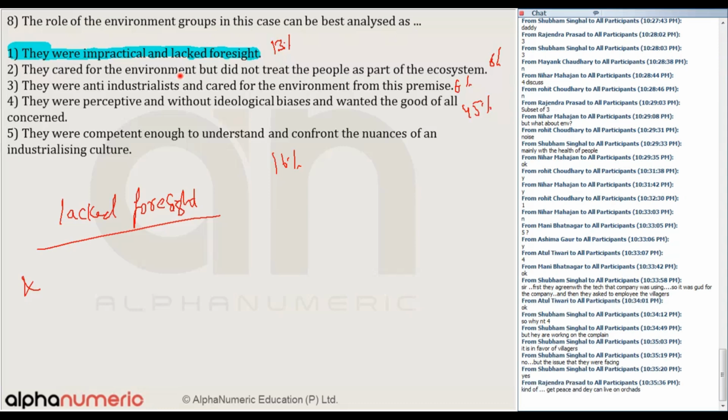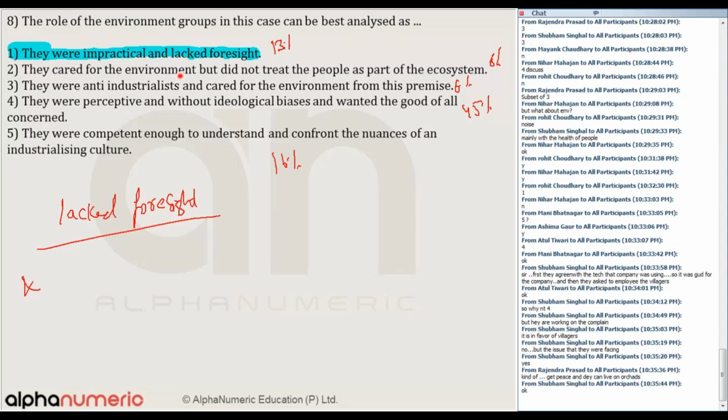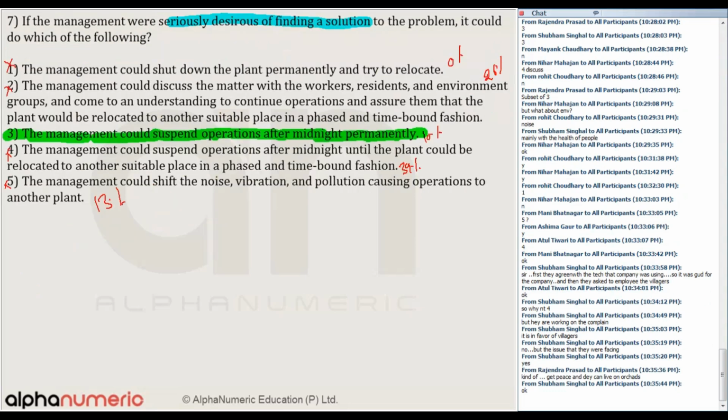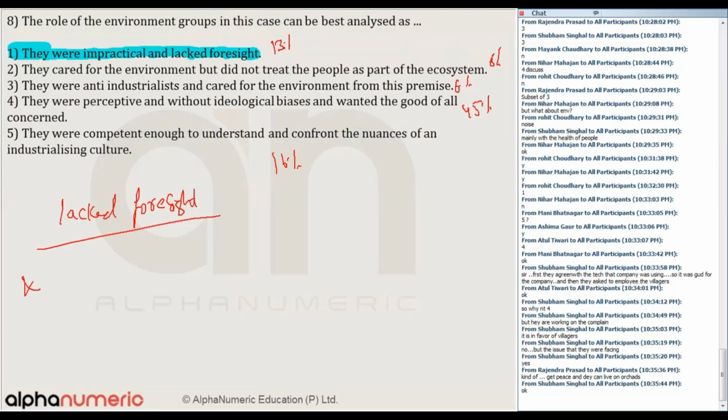Yes, that's right. So think about that point of view, because they lack foresight, and that is a completely impractical decision. Instead of that, they should try to solve it. Such that probably which was given in the last question. They should have thought about this thing. The option number 3, the management could sustain the operation. They should think about this: what is going to happen to these people?